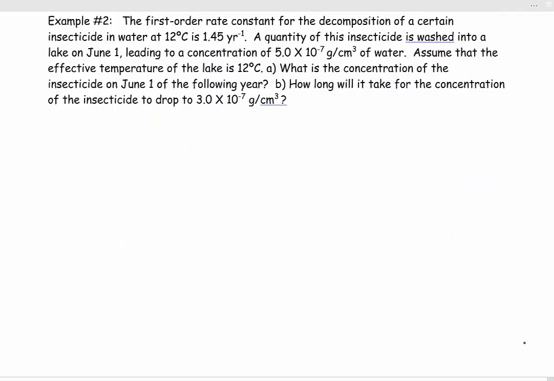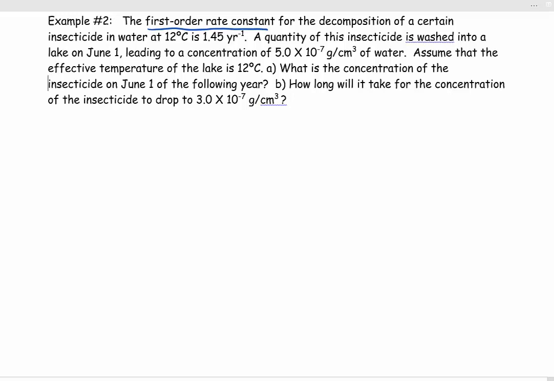Okay, so let's look at example number 2. The first order rate constant, so it tells us first order, so right away we know we can use the first order integrated rate law. That's for the decomposition of a certain insecticide in water at 12 degrees is 1.45 years to the minus 1.